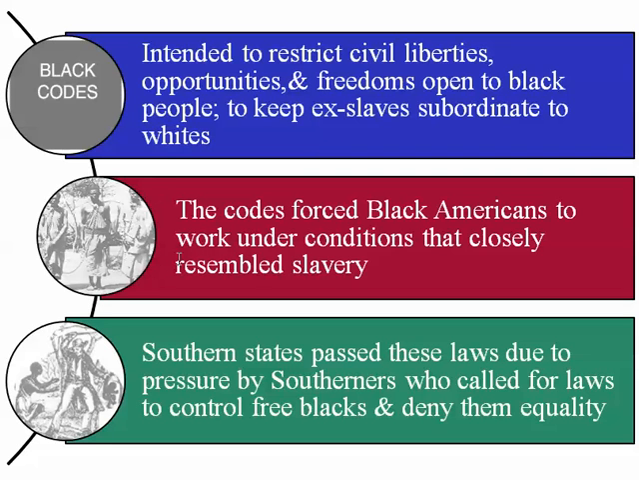The second intention, these black codes were passed to force African Americans, or black Americans, back to work under conditions that closely resembled slavery. In other words, still use them in the fields, put them back to work, even though it's not called, quote, slavery. And then the third intention here was that Southern states passed these laws due to pressure by Southern people who called for laws to control free blacks, to force them back into bondage, but also to deny them equality with whites. Closely ties into this first one up here.